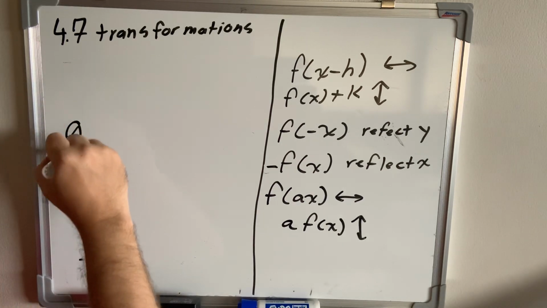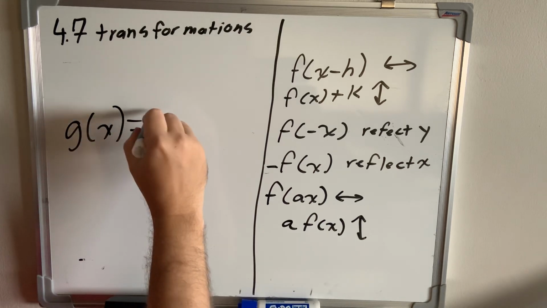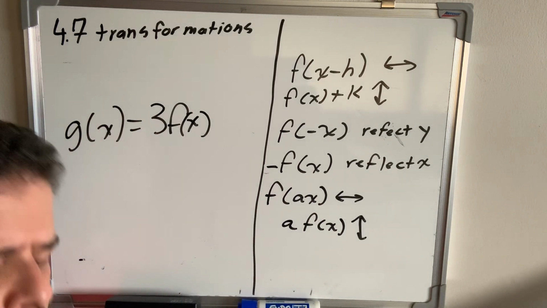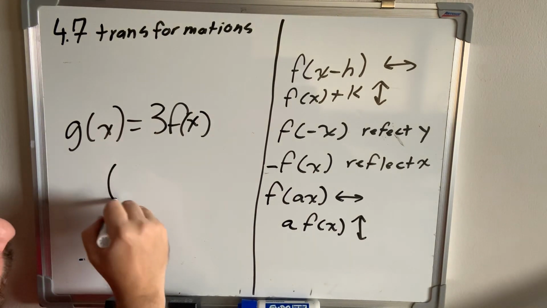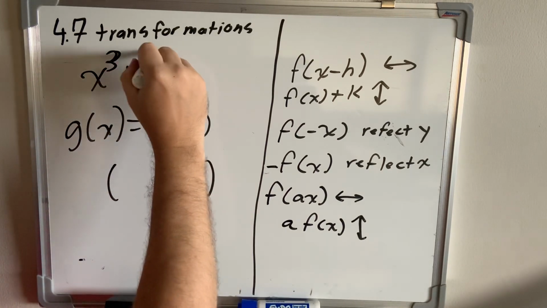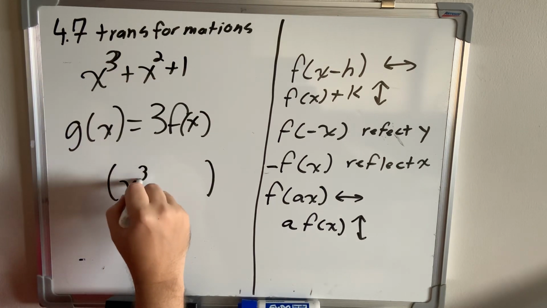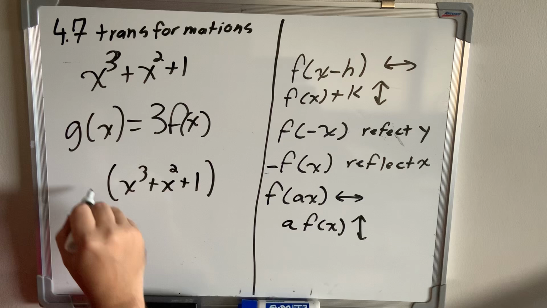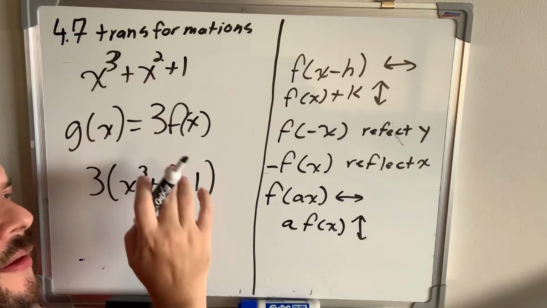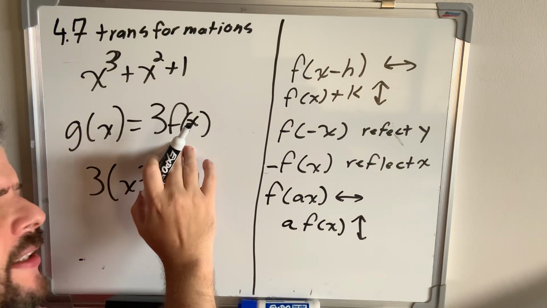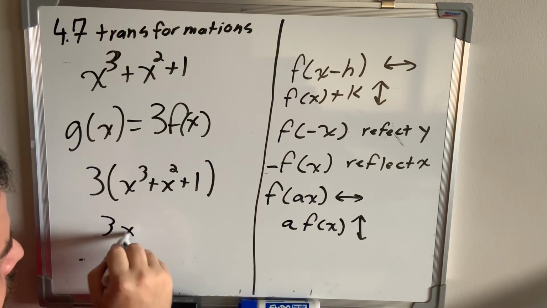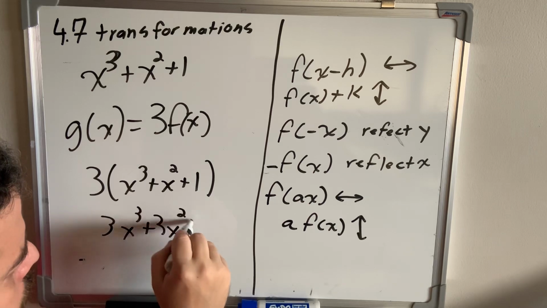They tell you that g of x, which is a transformed f of x, equals 3 f of x. Now, when you have this particular expression, all you have to do is open a parenthesis, plug in your polynomial inside the expression, and put the 3 in front of it. Again, we mostly did this with monomials at the beginning of the class, but now we're going to be working with polynomials. You distribute, and you're left with 3x cubed plus 3x squared plus 3.